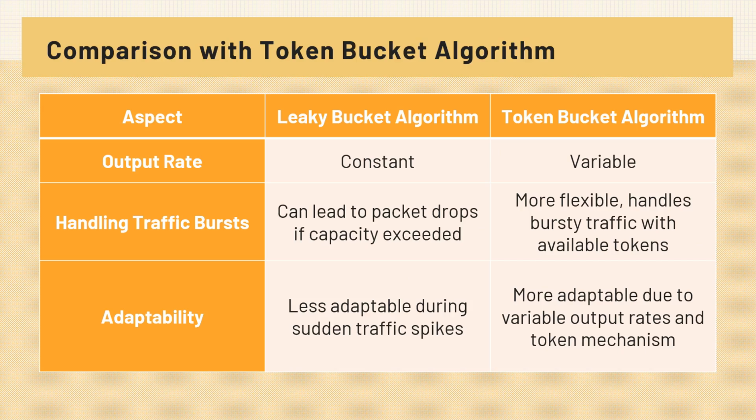Comparison with token bucket algorithm. Now let's compare the leaky bucket algorithm with the token bucket algorithm. The leaky bucket algorithm provides a constant output rate and can lead to packet drops during traffic bursts if the packet capacity is exceeded. On the other hand, the token bucket algorithm allows for variable output rates and can handle bursty traffic more flexibly as long as there are enough tokens to transmit the packets. This makes the token bucket more adaptable in certain scenarios, but both algorithms have their own use cases.